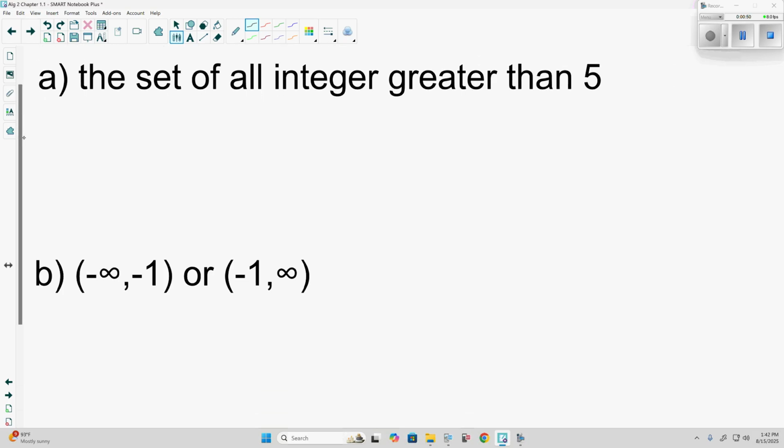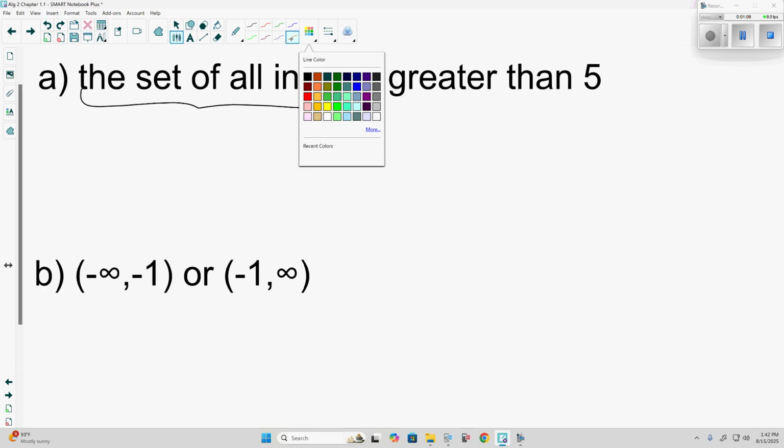The two main pieces we need for set builder notation are the type of numbers we're looking at, what is the group of numbers we're talking about. Here, we're talking about the set of all integers, so our type of numbers is integers. The other part we need is the description, greater than 5. The numbers are integers, and our description says they're bigger than 5. In set builder notation, when we have the description, especially for greater than 5, we need to write it as an inequality.